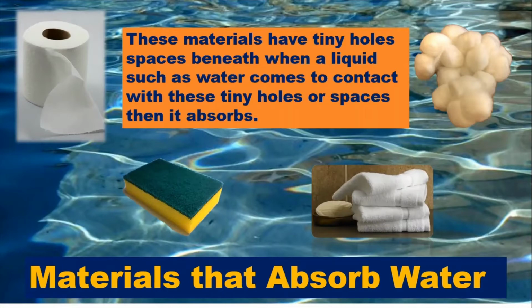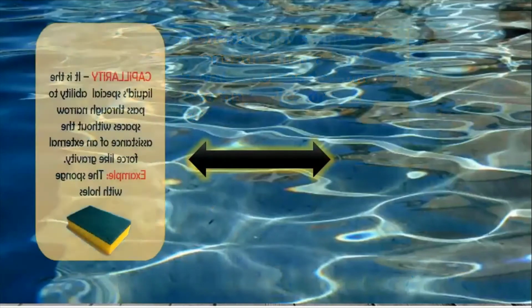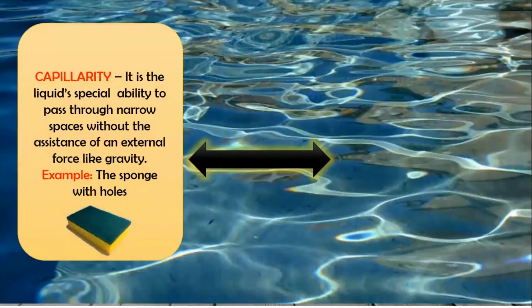Materials that absorb water have common physical properties, and those properties are what we call capillarity. It is the liquid's special ability to pass through narrow spaces without the assistance of an external force like gravity. Example, the sponge with holes.